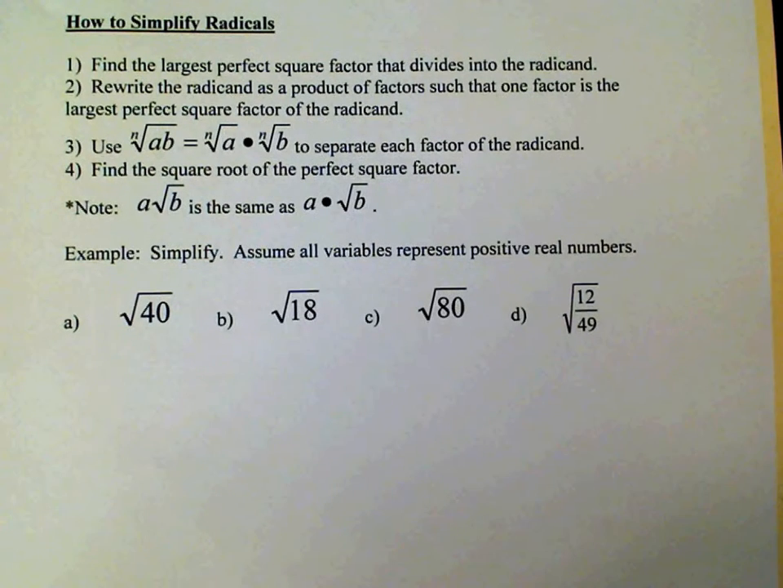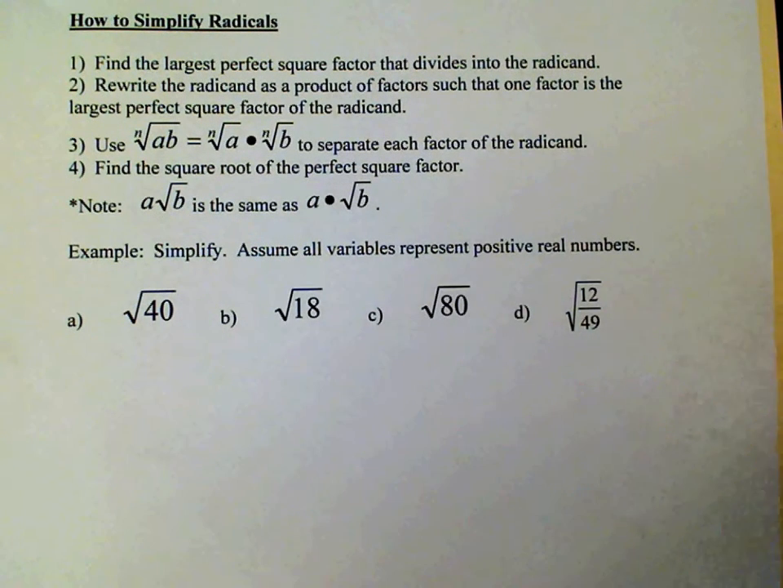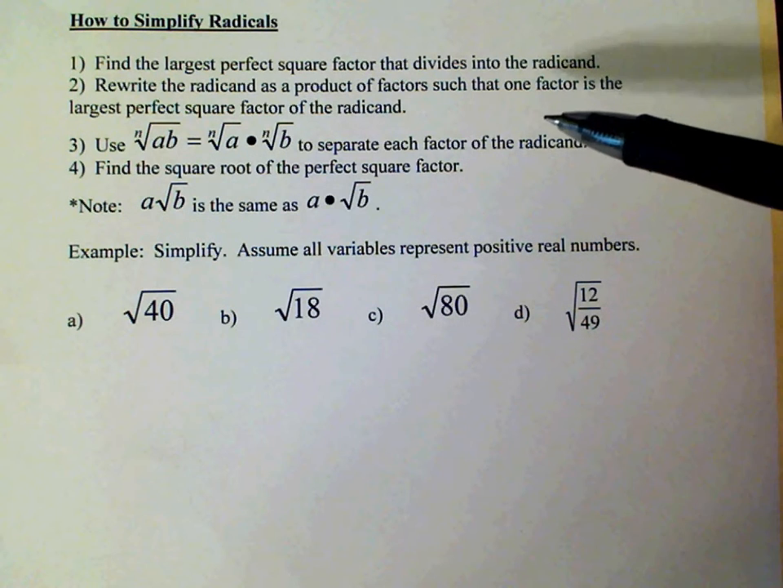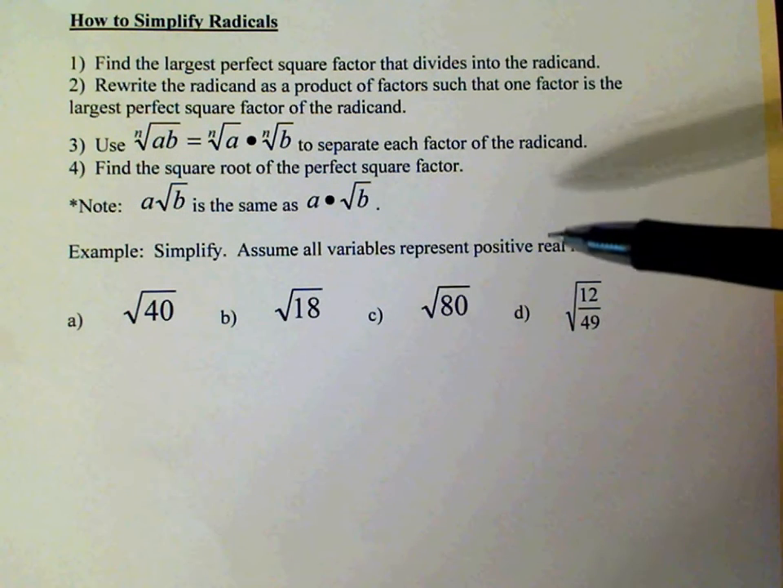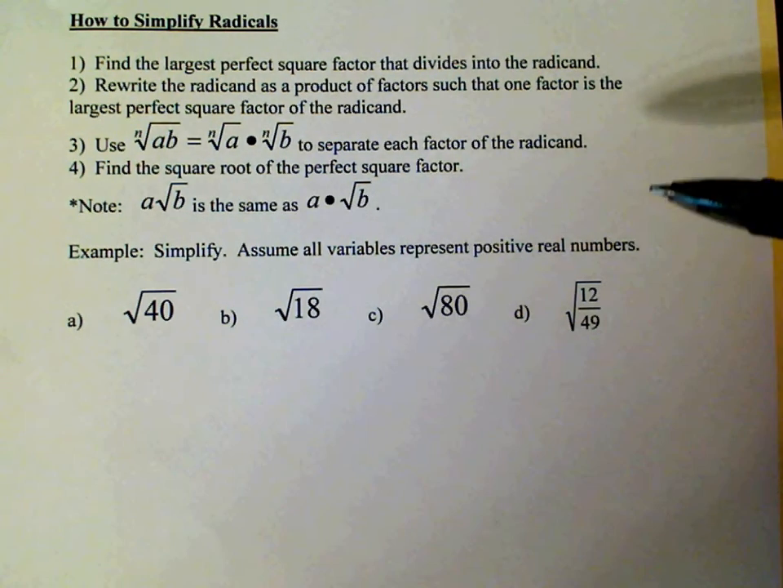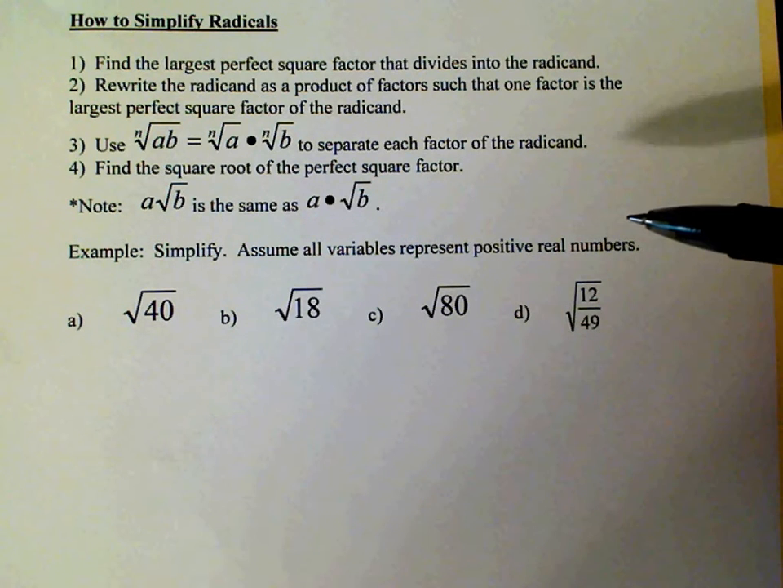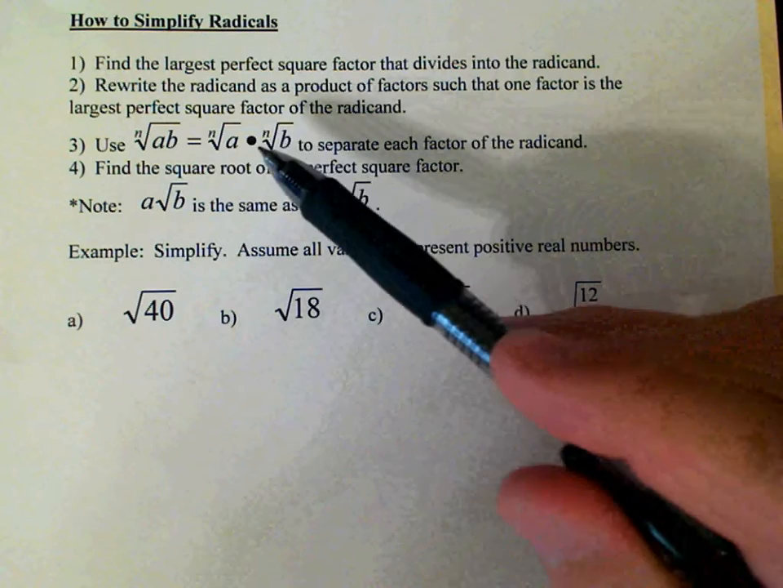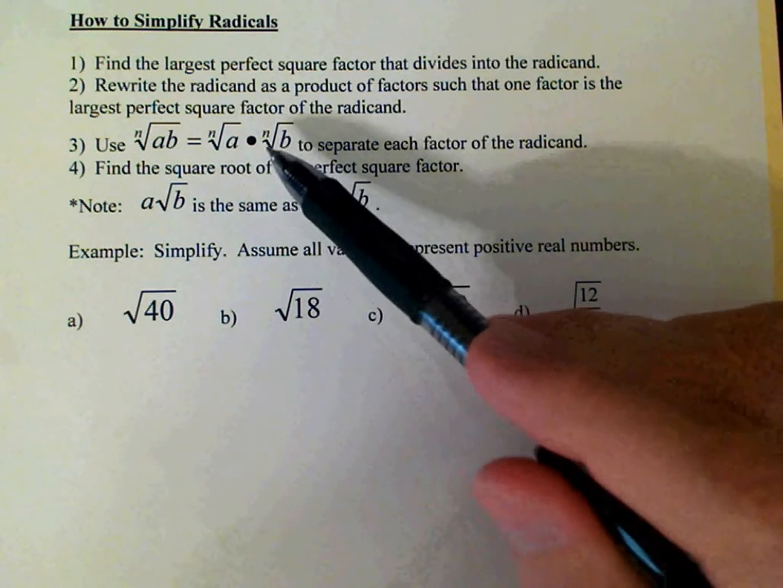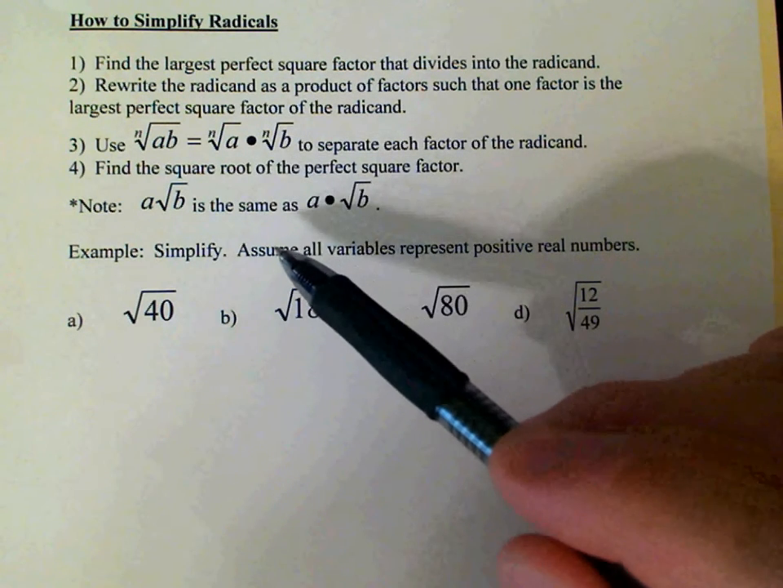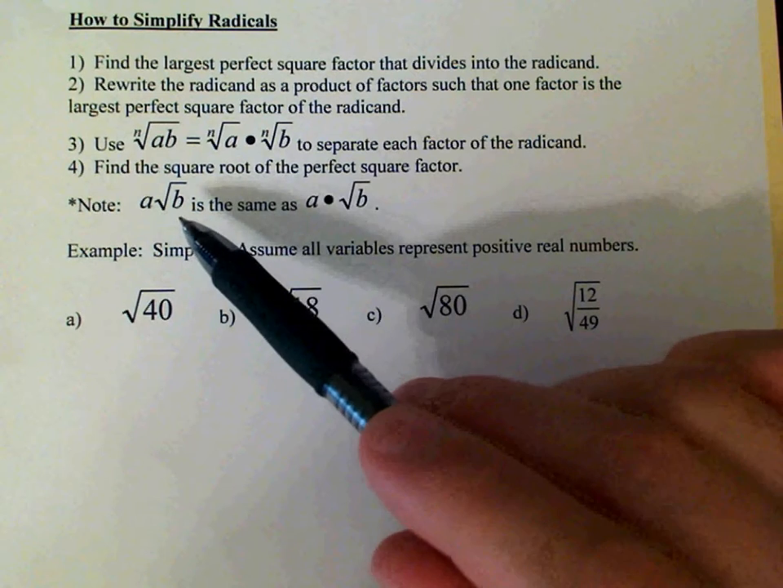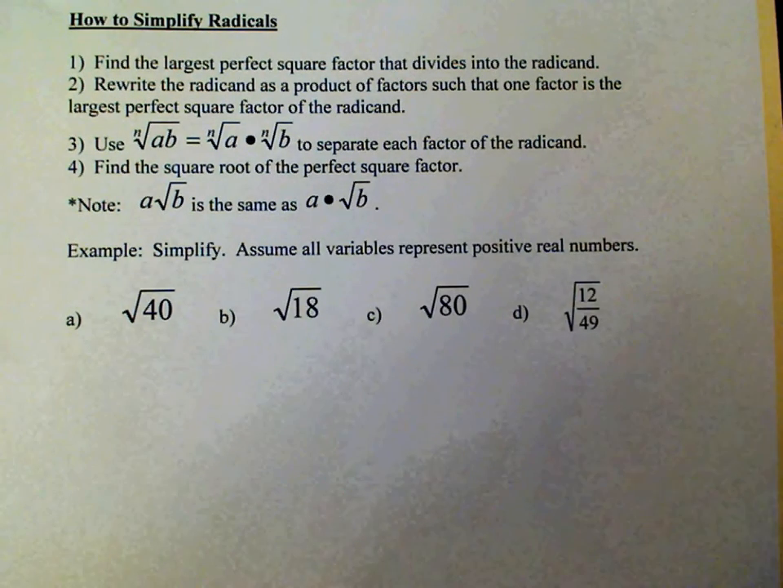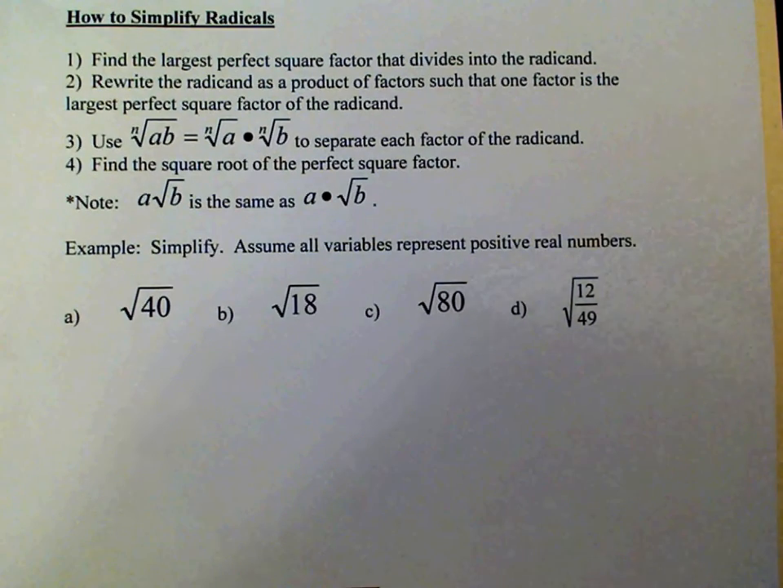What we want to do is find the largest perfect square factor that divides into the radicand, and then we're going to rewrite the radicand using that perfect square factor, and then we're going to take that one out. Now, it sounds kind of complicated, but it's actually not. The main thing is we're going to use this product rule, and we're also going to have to remember the fact that the square root of a squared b is the same as a times the square root of b. We're going to do some examples to help you understand what's going on.